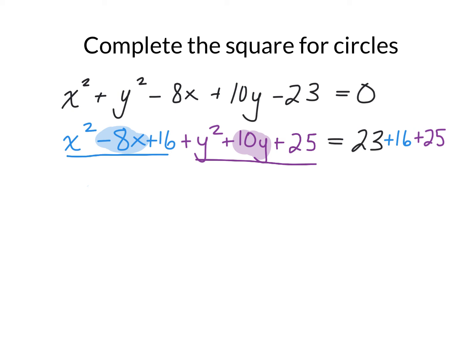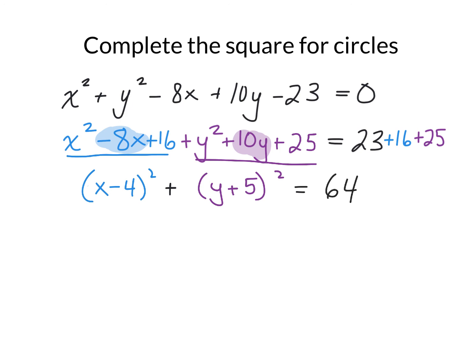I know that if I were to factor the blue terms here, I could write that as x minus 4 times x minus 4, or x minus 4 quantity squared. And I can do the same thing with my y terms into y plus 5 quantity squared. And then I just need to combine all my terms on the right-hand side of my equation. I end up with 48 plus 16 is the way I see it, and we'll end up at 64.